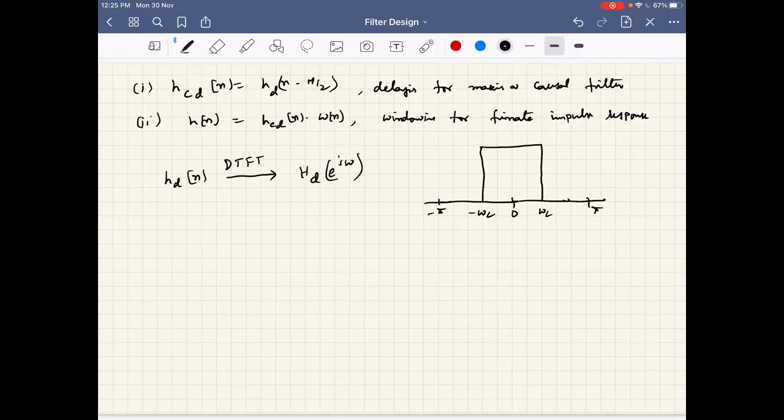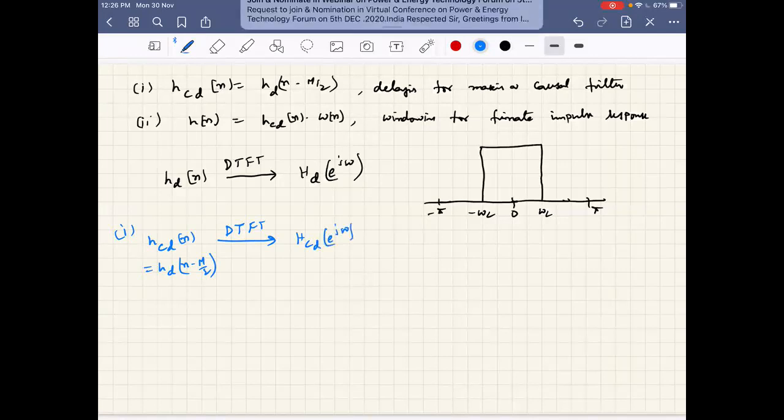Now the question is, the first operation. If we do the first operation, hcd of n, which is equal to hd of n minus m by 2, we delay by m by 2. What is its implication in the frequency domain? Can one of you tell?